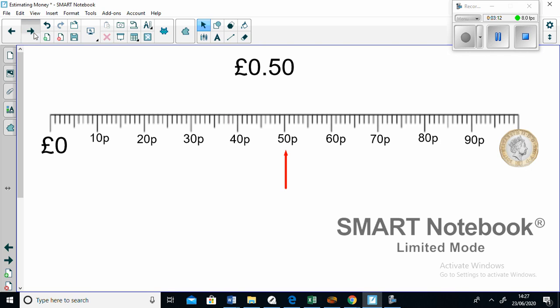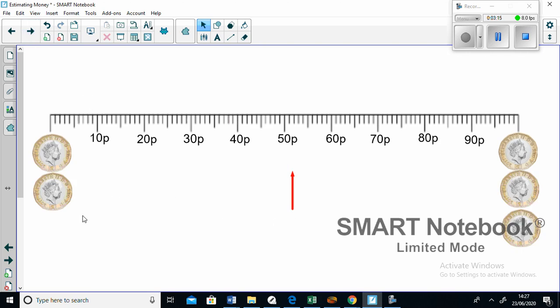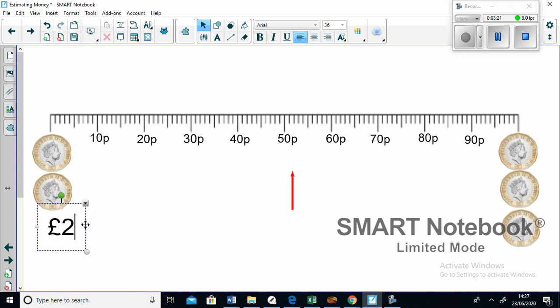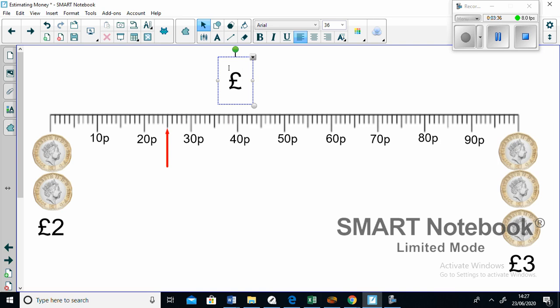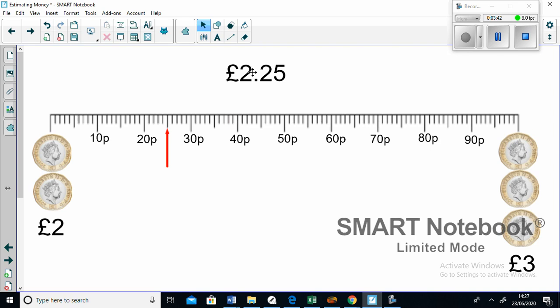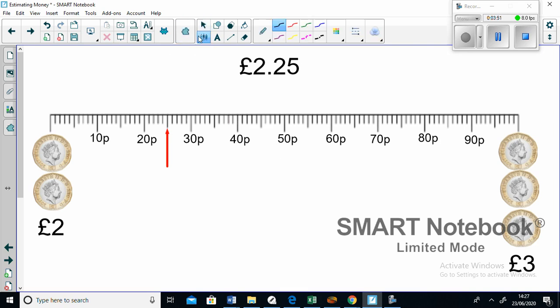Now this same set of rules applies when we're dealing with values not just between 0 and £1, but for example here we've got £2 on this side and we've got £3 over here. So if I put my arrow down here, for example, I've got £2 and 25 pence, or 2.25 pounds, or I suppose you could say 225 pence. We're going to round that to the nearest pound. So I'm going to put a little halfway marker in there just to help me.